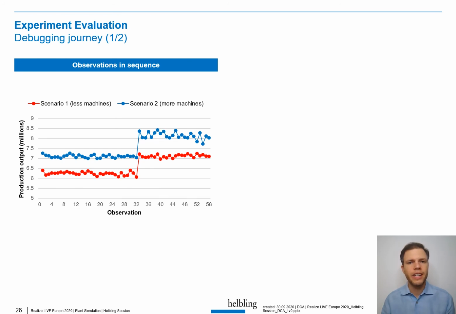The first thing we did to find the bug was plotting the observations in sequence. And as you can see, something must have happened after 32 observations, because before all results are not plausible, and afterwards they are. So we started to think what could have happened during the experiment study.